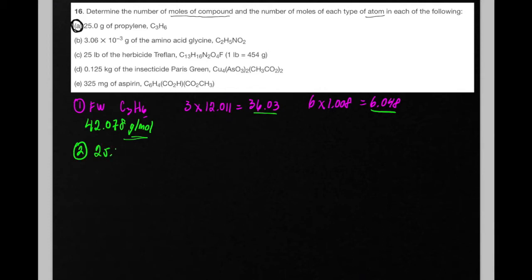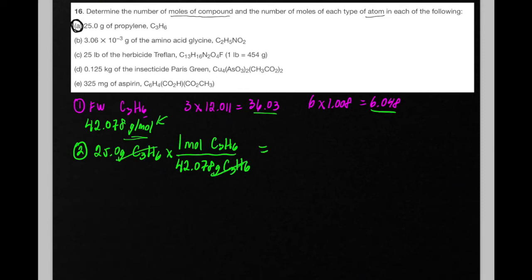Step 2, we want to convert 25 grams of C3H6 to moles. And so we want moles to be on the top of this fraction. So whenever you have a fraction, you can write it in 2 different ways. We could write 1 mole over 42.078 grams, or we could write 42.078 grams over 1 mole, because 42.078 grams is equal to 1 mole.